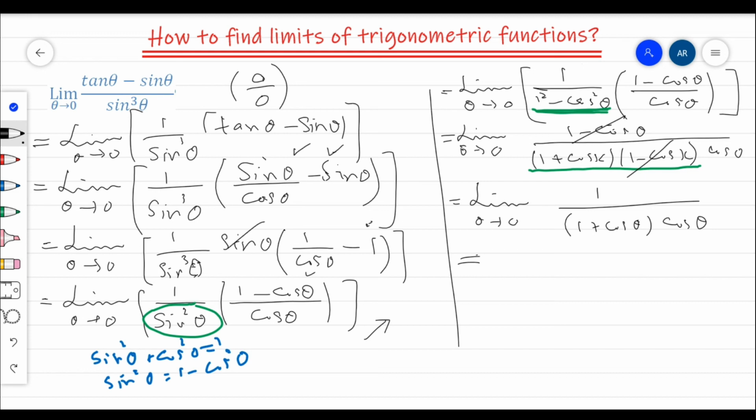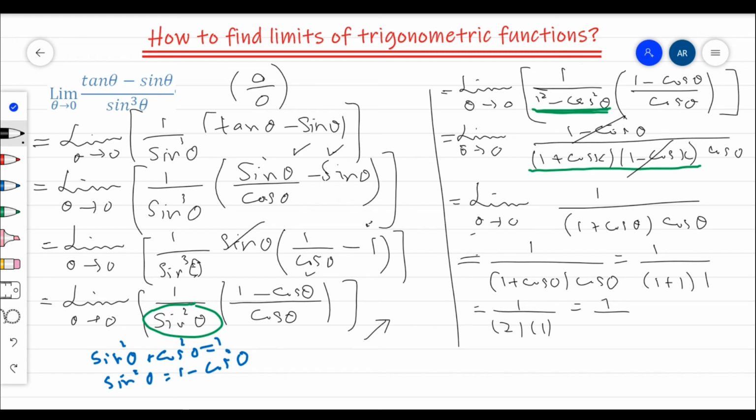Let's apply the limit theta approaches 0. So theta is 0. 1 plus cos of 0 times cos of 0, which is equal to 1 plus cos of 0 is 1. Cos of 0 is 1. So 2 times 1. 2 times 1 is 2. So 1 by 2 is our final answer for the limit of the given function when theta approaches 0. Hopefully all the ideas are clear now. Thank you.